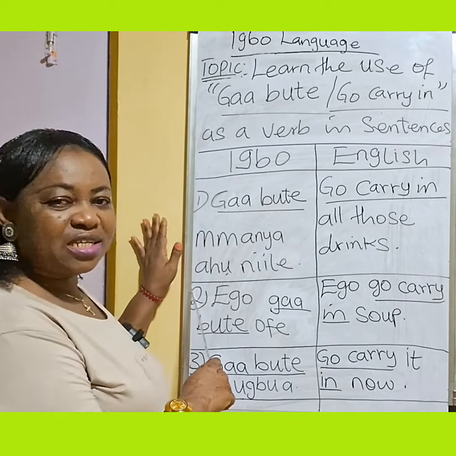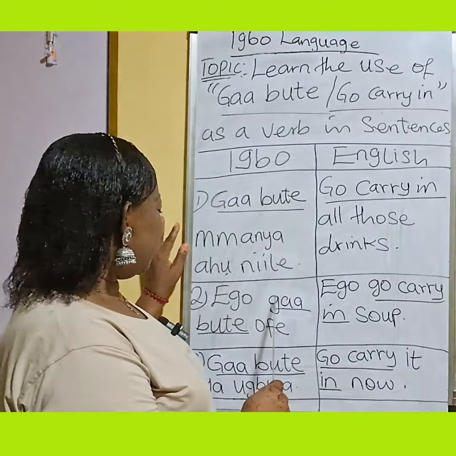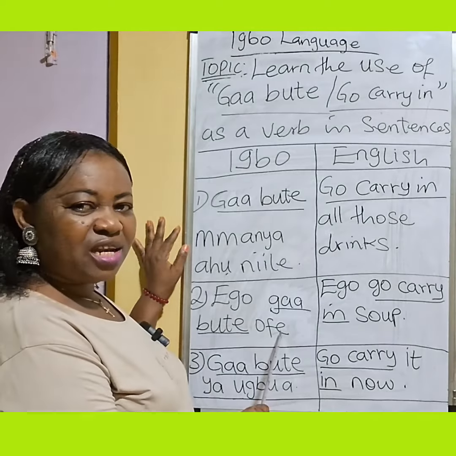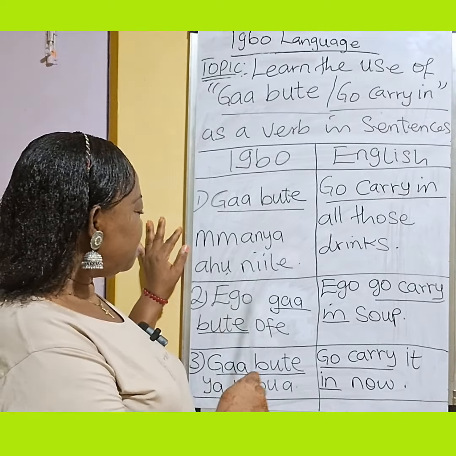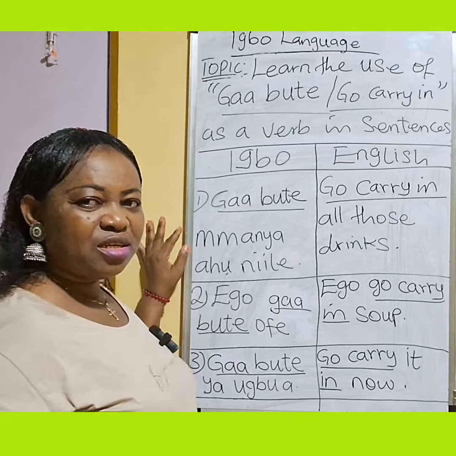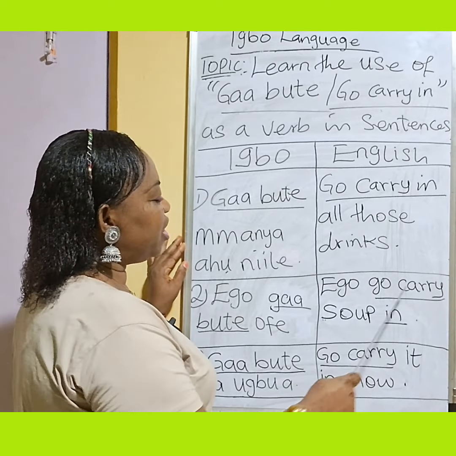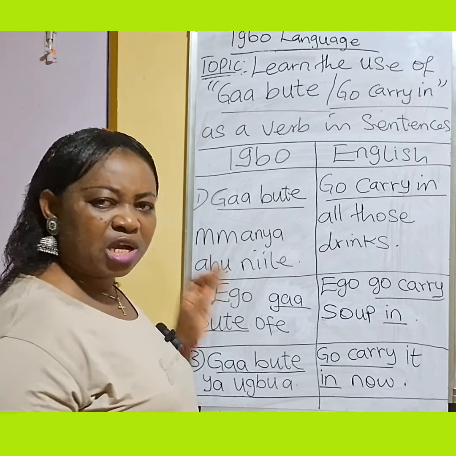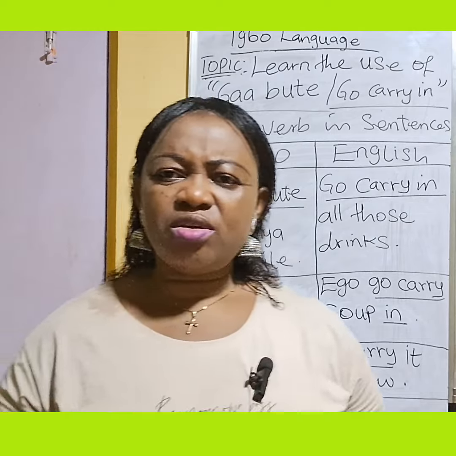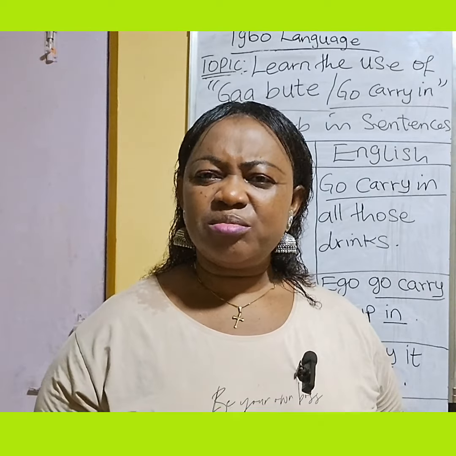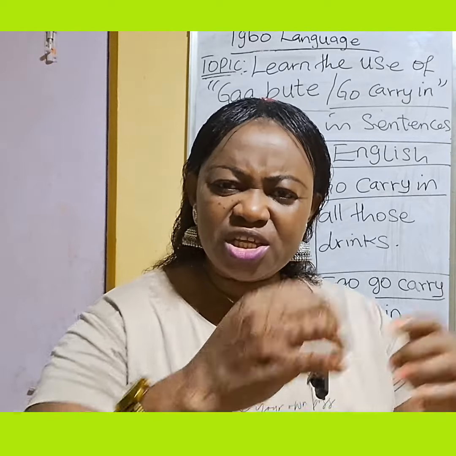Number two sentence says, Ego, gaa bute ofe. Class, say it. Ego, gaa bute ofe. Meaning, Ego, go carry soup in. Have you seen it? Ego, gaa bute ofe. Meaning, Ego, go carry in soup.